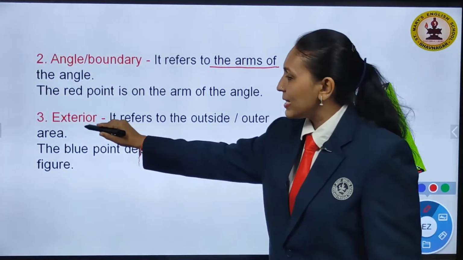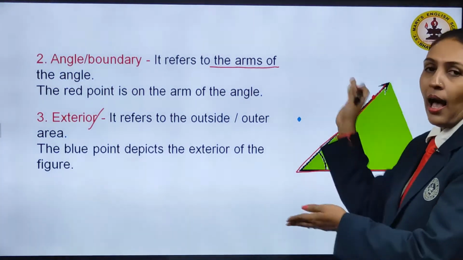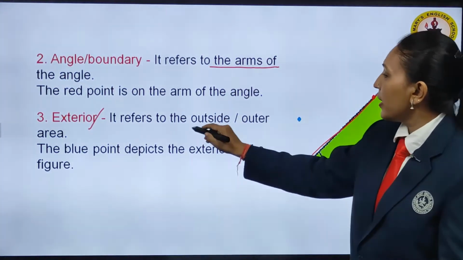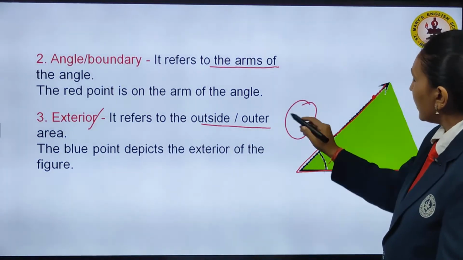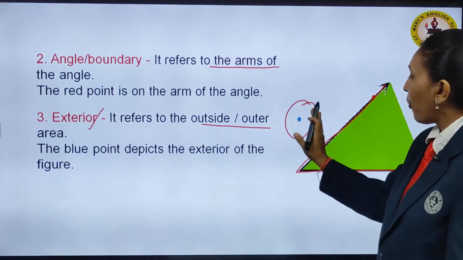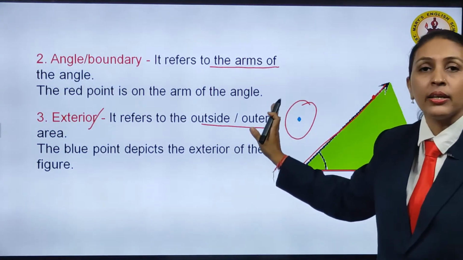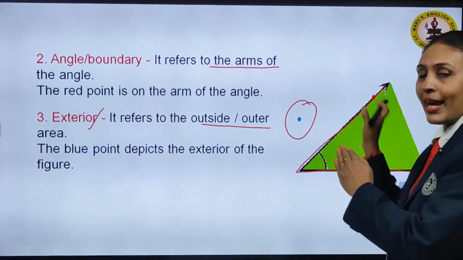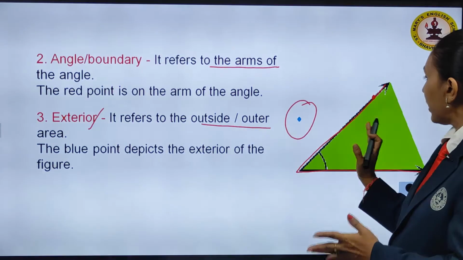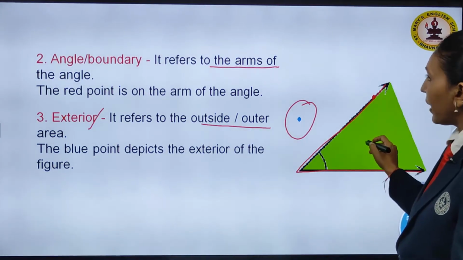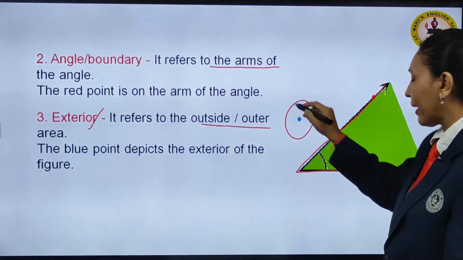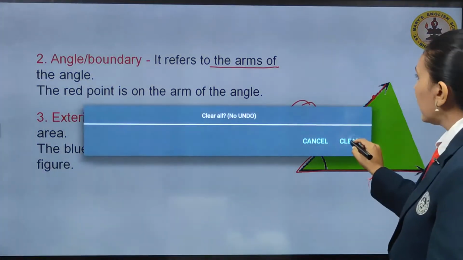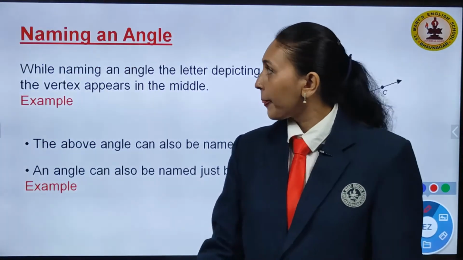Third, we have, children, exterior. What is exterior? Outside the angle. It refers to the outside or the outer area. The blue point that is marked here is called the exterior. The point is in the exterior of the given angle, means it is outside the angle. So we learn three parts of the angle: interior of the angle, boundary of the angle, and the exterior of the given angle. Now let us see what is the next topic we have.